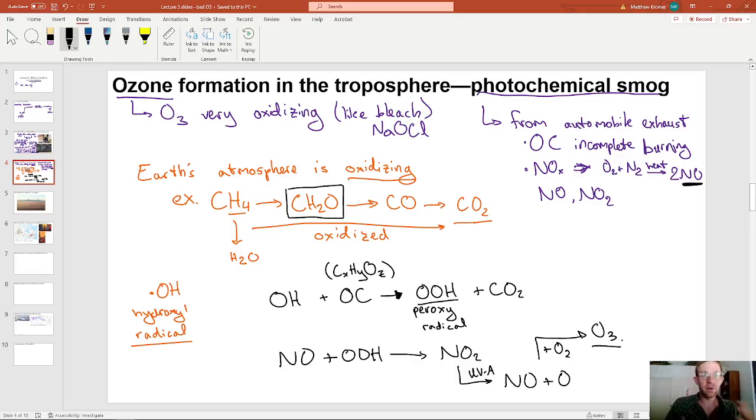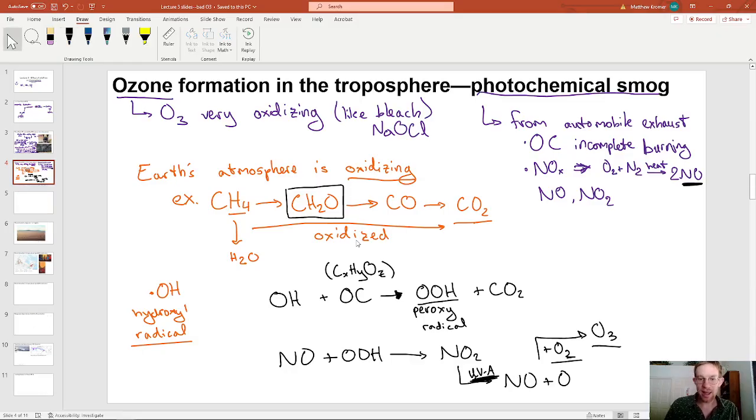So in order for photochemical smog to form, you need both organic carbon and NOx. You need sunlight because the NOx needs to absorb UVA to form those oxygen atoms. And you also need oxygen, so air. I mean, oxygen's everywhere, that's kind of a given. But you need the oxygen as well, okay?